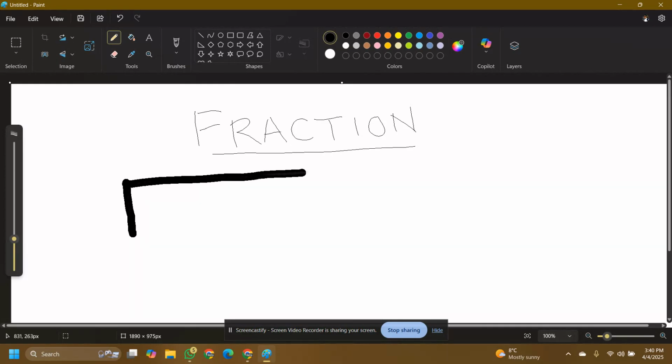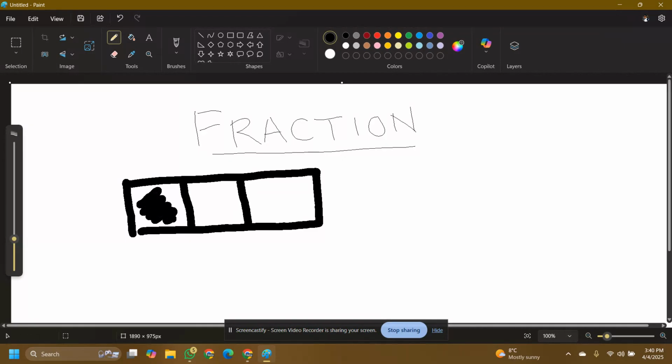So we have a candy bar right here. And the candy bar has been divided into three equal parts. Okay, so I have this candy bar for Ellie. I have this candy bar for Zico. Now my question is, what fraction of the candy bar is for Zico and Ellie?